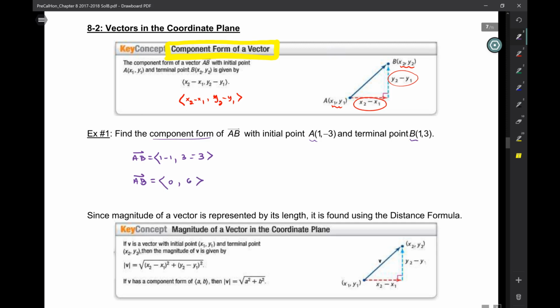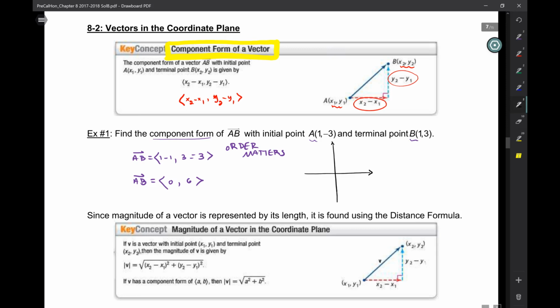Now, let's see what that means. So first here, order matters. I thought it was like terminal and then terminal and then what? No. Oh, okay. All right. Let's see what this means.